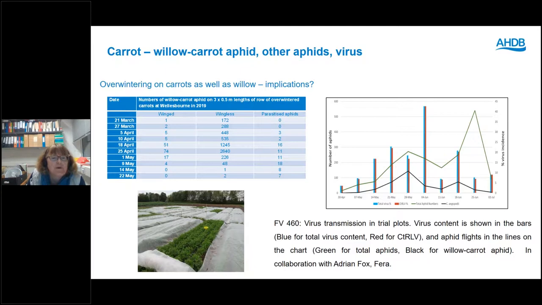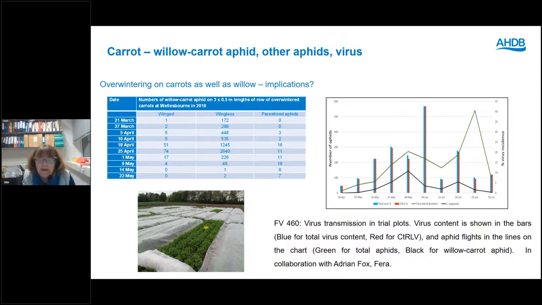And this has also been noticed, I think, this year in particular by carrot growers, because quite a number of carrot crops were left unstrawed because of the wet winter, and I think they're aware again that there were large numbers of aphids on some of those crops. So there is a question now about the implications of this.